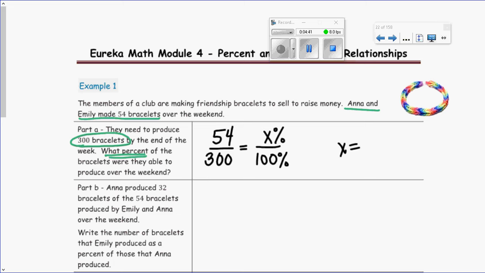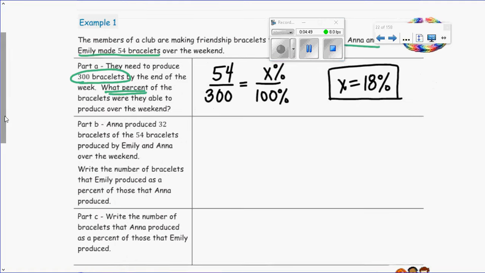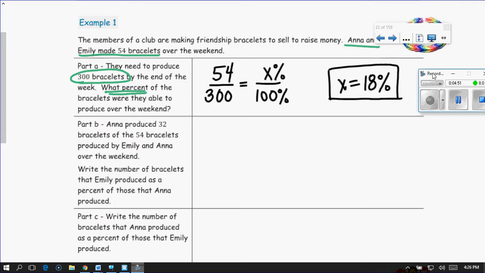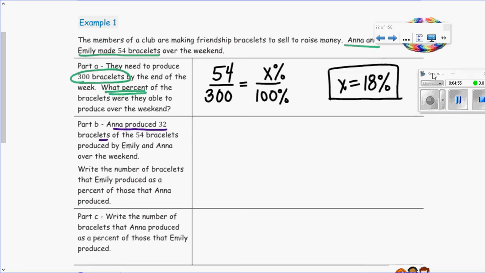Okay, did you get that x equals 18%? So they already made 18% of the bracelets. Okay, now for part B, it's a little different. For part B, it says that Anna produced 32 bracelets of those 54 produced by both of them.